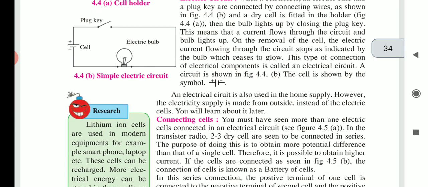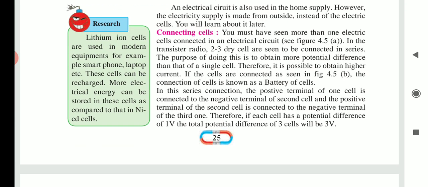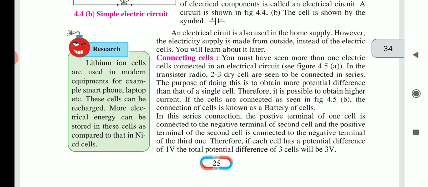Means what? When we apply 2 or more cells in one circuit, then we will get more potential difference than that of a single cell. Therefore, it is possible to obtain higher current. And when we arrange 3 or more cells in a cell holder, then we will obtain higher current.